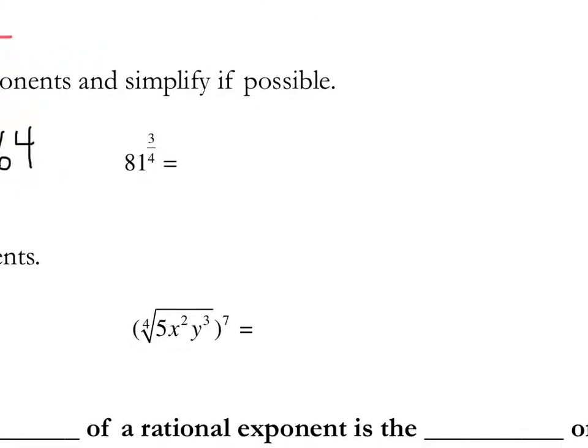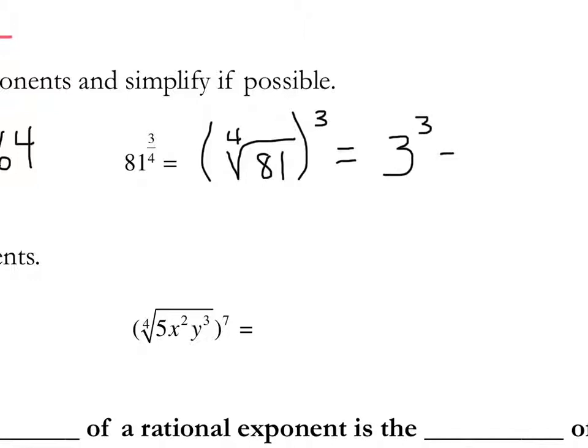So 81 to the 3/4. We could take the 4th root of 81, and then after we do that, raise it to the 3rd power. What is the 4th root of 81? What number can you write down 4 times and multiply it together and you will get 81? The answer is 3. And then we have to raise that to the 3rd power, 27.